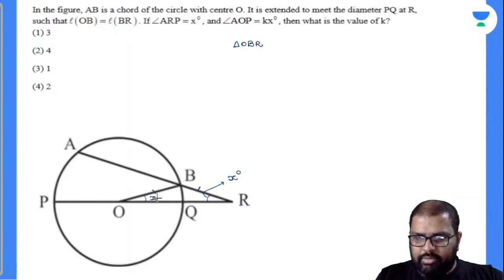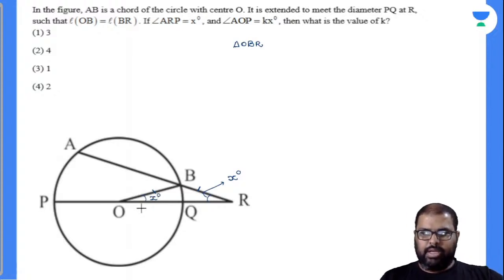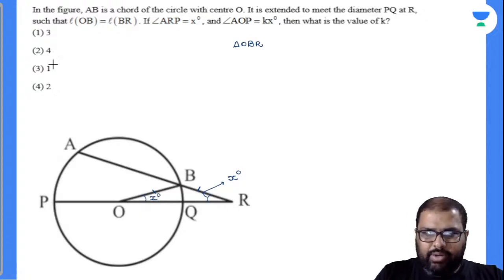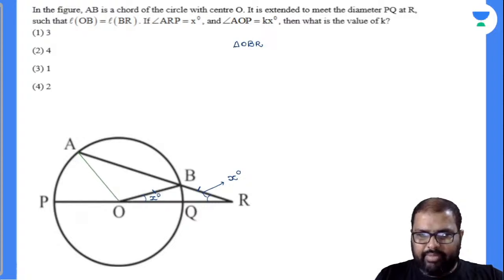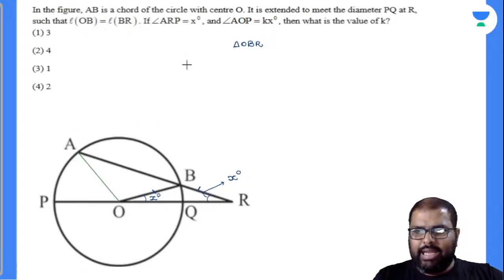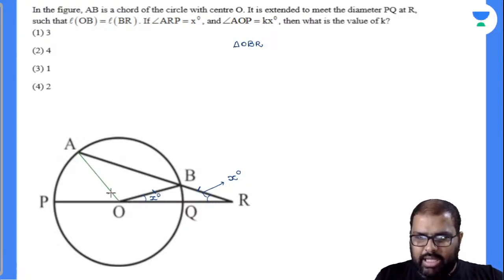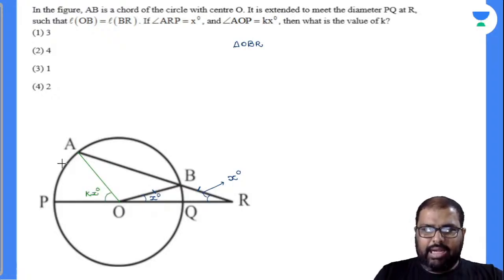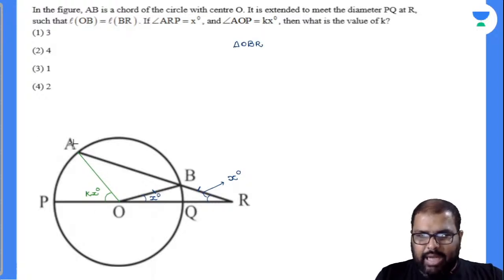How many will accept this? Closely observe, I will draw one more line segment from AOP. This is your angle AOP, and this was given as KX degrees. Okay, fine. I can write one more point. Observe triangle AOB. In triangle AOB, AO is a radius, OB is a radius.